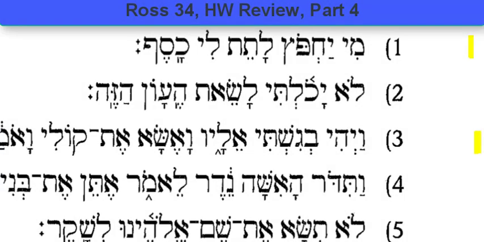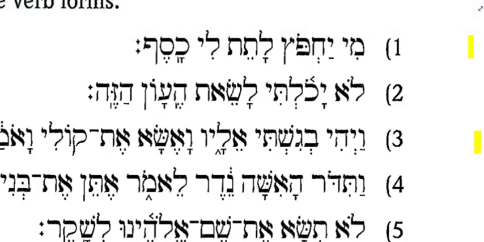So this is the Ross chapter 34 translation exercise homework. So let's see what sort of questions you have about this. All right. So questions on the translations. Number 2. Very good. So we have lo yacholti la seit he avon hazeh.